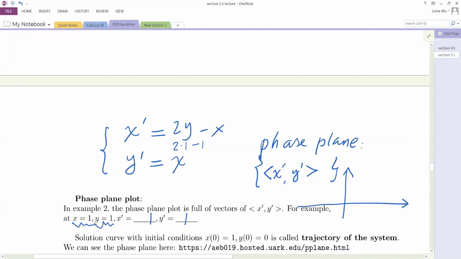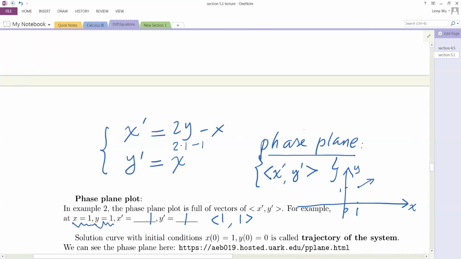So that tells us on this phase plane, here's x, here's O, here's y. At 1, 1, there should be a vector that's about these two derivatives. So the vector will be x prime, 1, comma, y prime, which is 1. So 1, 1. Make sense? And we can generate a bunch of vectors at different points, so eventually that will give us a phase plane.